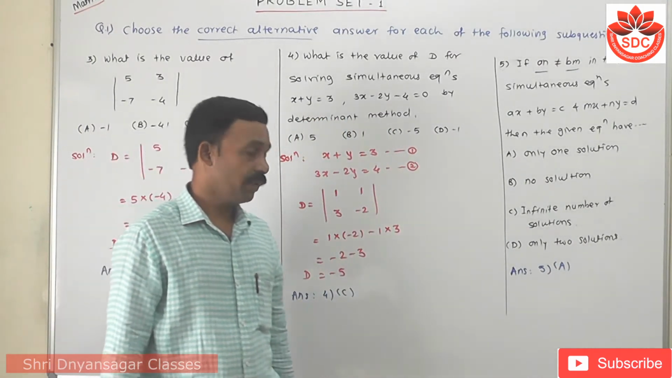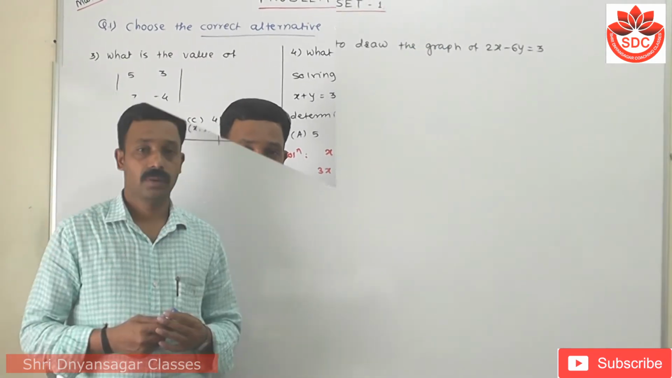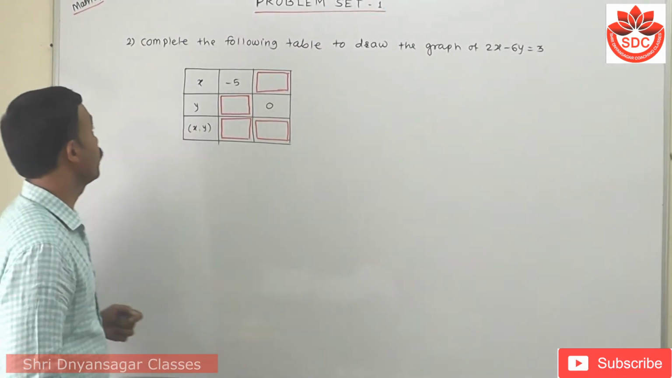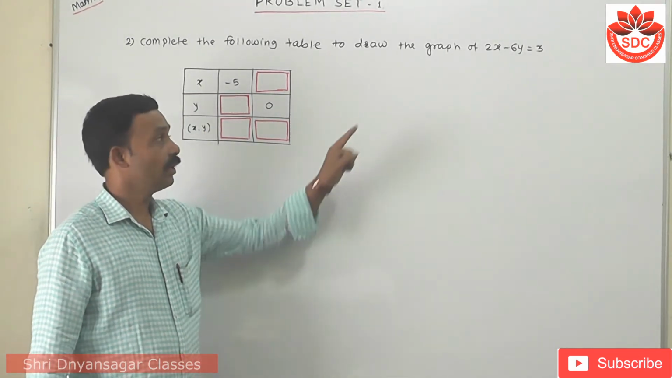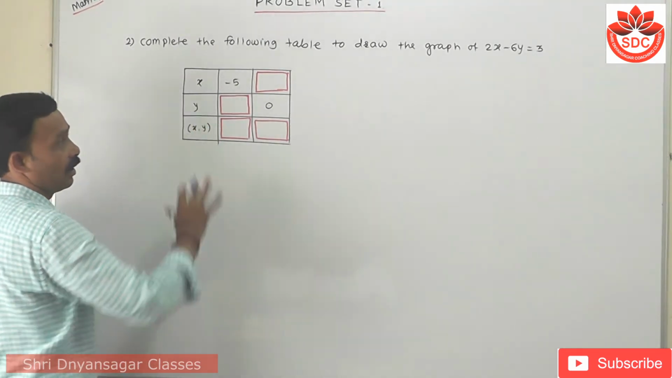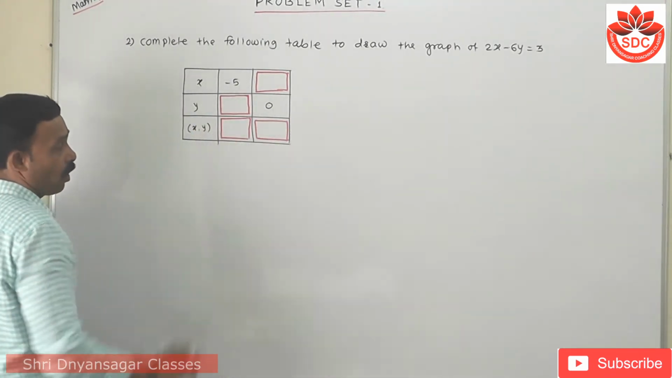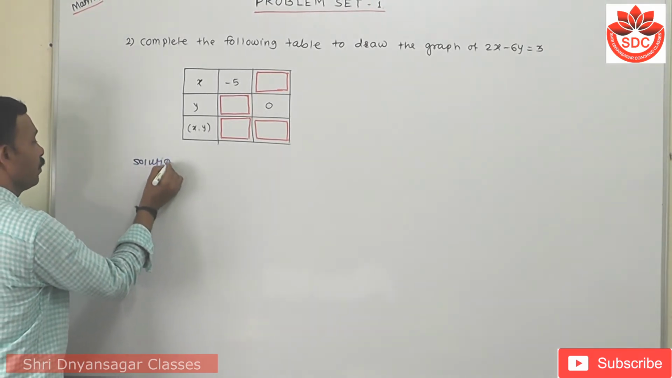This is the first question. Let's see the second question. Okay, the next question, question number 2. Complete the following table to draw the graph of the equation 2x minus 6y is equal to 3. Here a table is given. You have to fill in the boxes here. Now the solution, so simple.